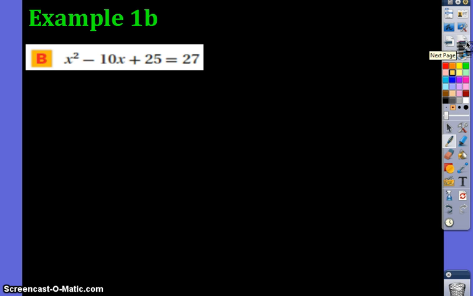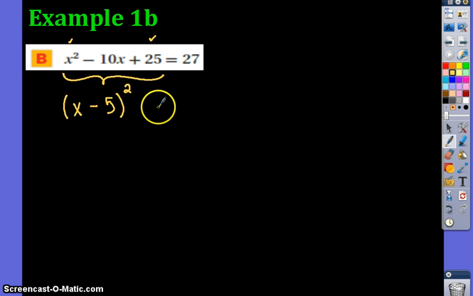All right, let's look at another example. x squared take away 10x plus 25 equals 27. Hopefully we notice that this is a perfect square trinomial because we have a square here and we have a square here. So we're going to factor this as x minus 5, and then we're going to square that, is equal to 27. Now we can take the square root of both sides.